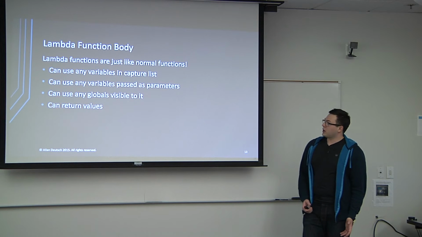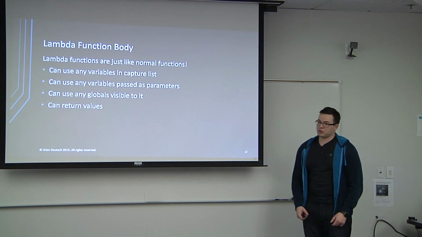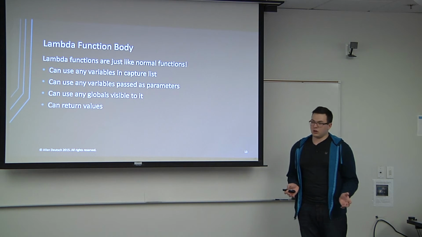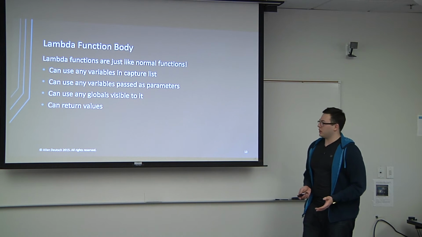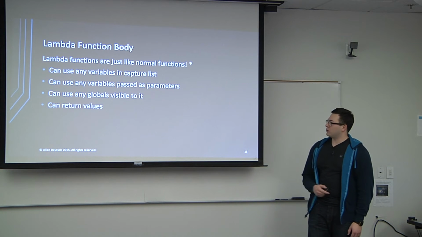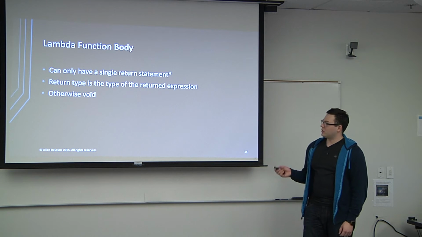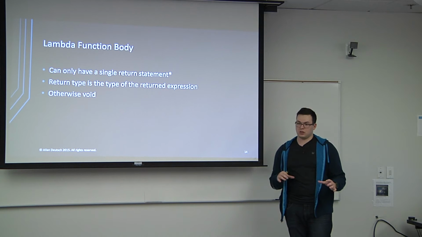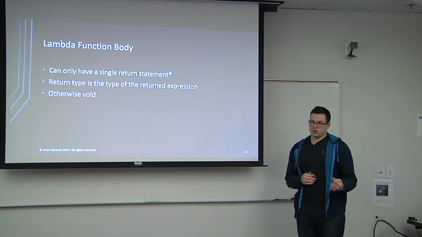So in the Lambda function body, they're pretty much just like normal functions. They can use any variables that are in the capture list. Anything that's passed in as a parameter, it can use those. All of the globals that are visible to the Lambda are accessible to it, and it can return values. So pretty much a normal function. But of course, there's a catch. It can only have a single return statement. And so the return type would be whatever is the type of the resulting expression in that return statement. So you can have other code in your Lambda, but there can only be one return.